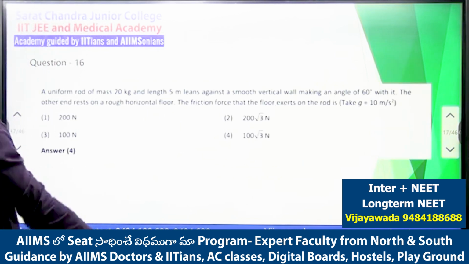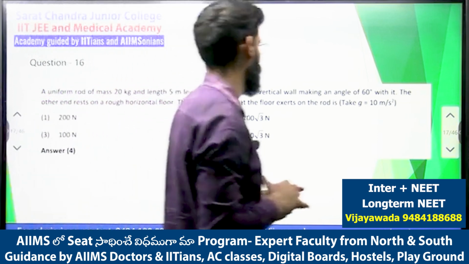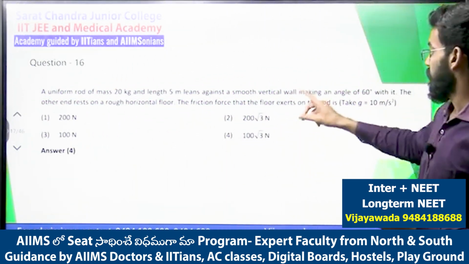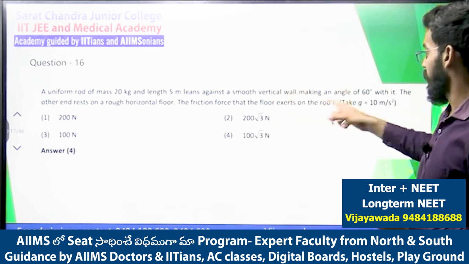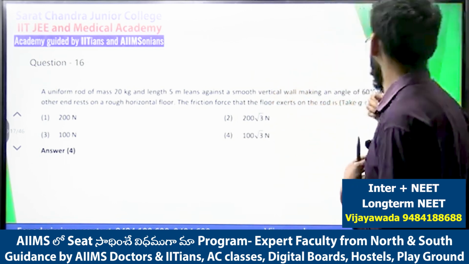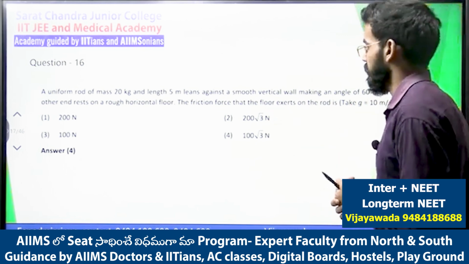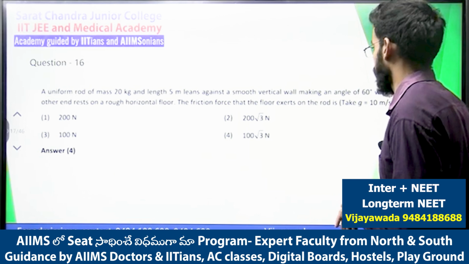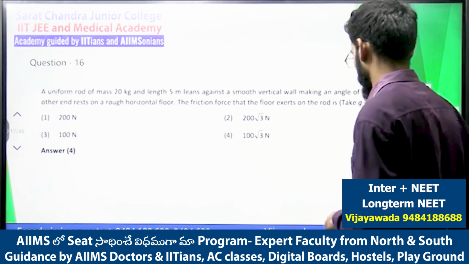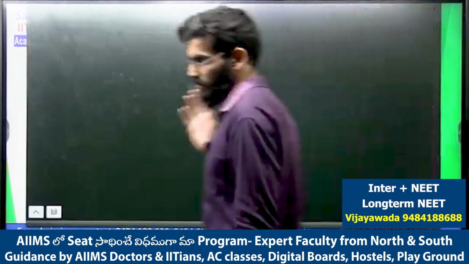Next, question number 16. We have a uniform rod of mass 20 kg, length 5 meter, leaning against a smooth vertical wall, making an angle 60 degree with it, meaning with the vertical 60 degree angle is there. The other end rests on a rough horizontal floor. The friction force that the floor exerts on the rod is asked. Mass 20 kg, length 5 meter.